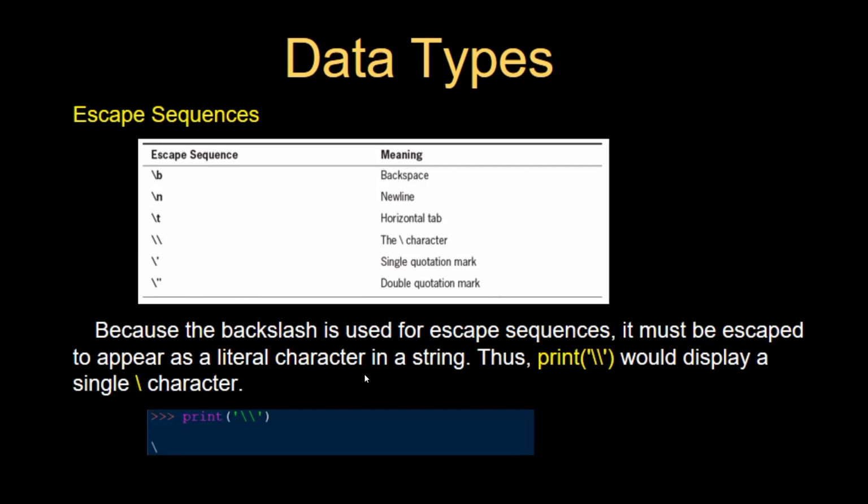And because the backslash is used for escape sequences, like \b, \n, \t, it must be escaped to appear as a literal character in a string. So we have here the print function. So kung titingnan natin, pag print natin yung dalawang backslash, isa lang yung lumabas. So meaning it prints the backslash character. Ayan.